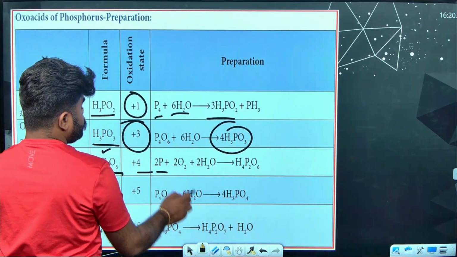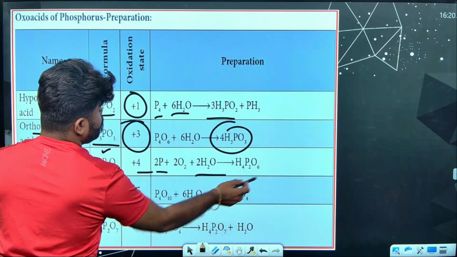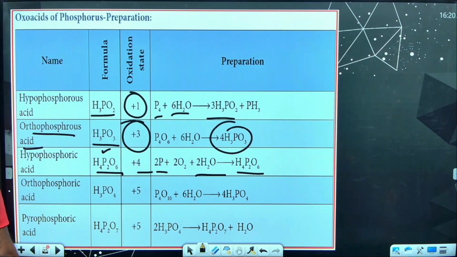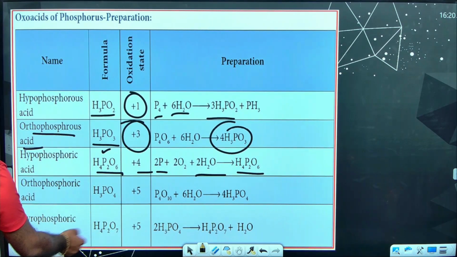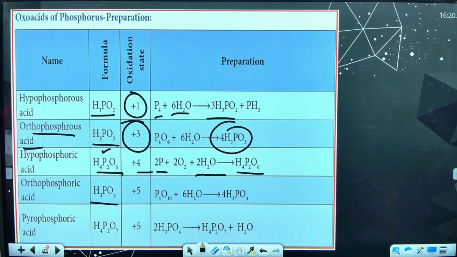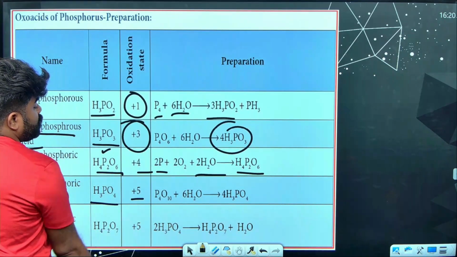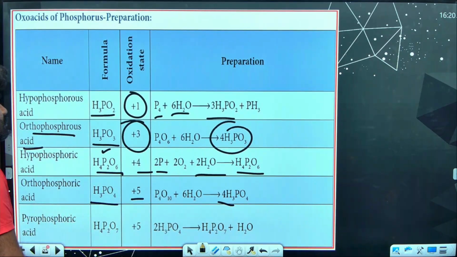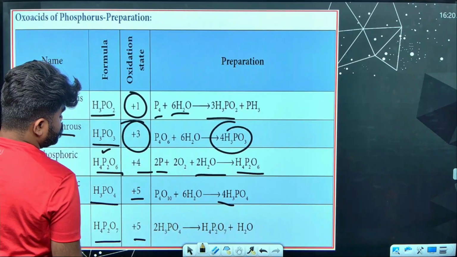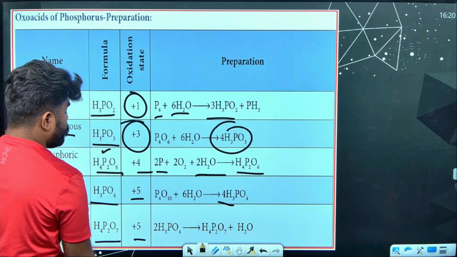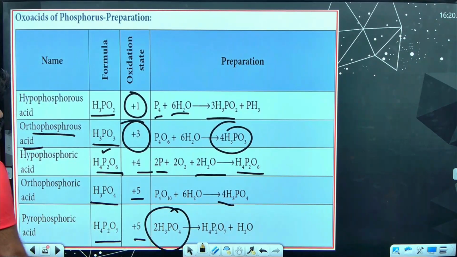Then hypophosphoric acid, which has this molecular formula, in which phosphorus has oxidation state +4. So when you pass oxygen over phosphorus and hydrolyze it, you get hypophosphoric acid. Then orthophosphoric acid, H3PO4, in which phosphorus has oxidation state +5. Here also, when the oxide of phosphorus is hydrolyzed, we get the product. Then pyrophosphoric acid, which is H4P2O7, in which phosphorus has oxidation state +5. This is formed by the decomposition of H3PO4, that is orthophosphoric acid.